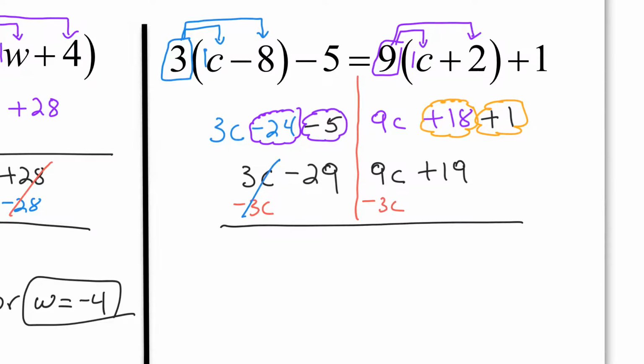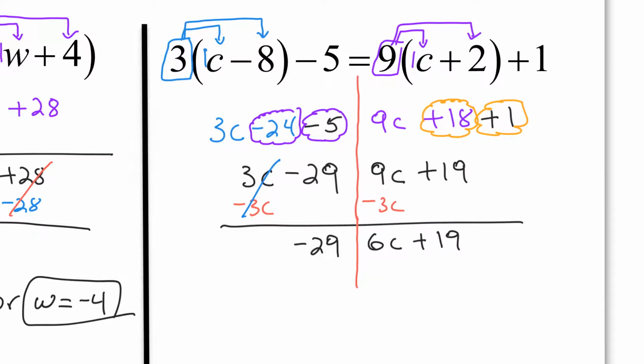Positive 3c minus 3c, 0. Let me bring down the negative 29 right here. There's the line. On the other side, 9c minus 3c. Well, that's going to be 6c. And let me bring down the plus 19.